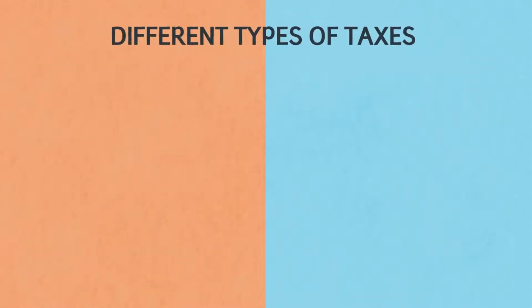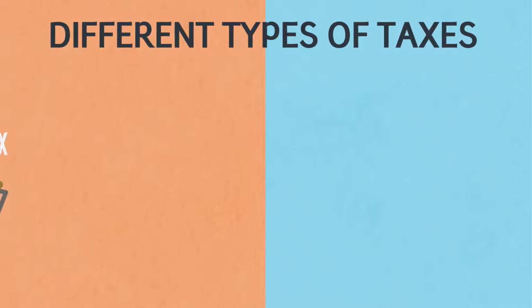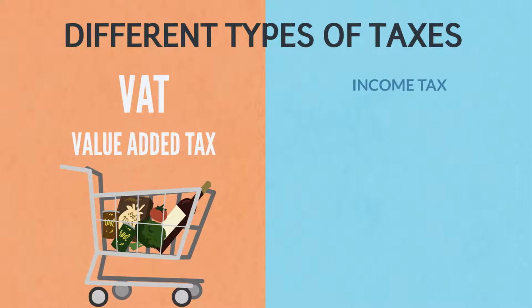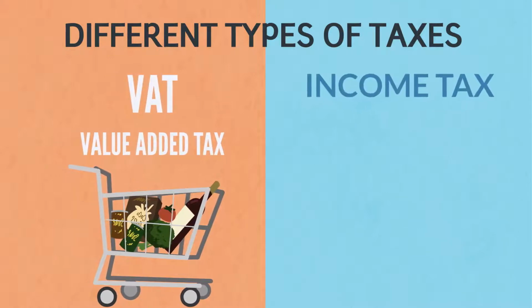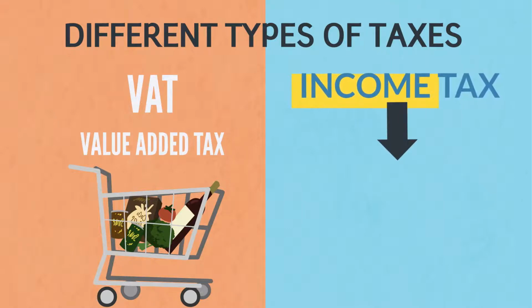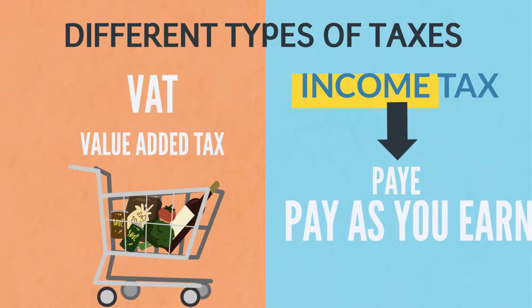There are various types of taxes that are collected in South Africa, and you are already familiar with VAT as one of them. Now, income tax for individuals is a form of taxation that is applied to the income that an individual earns and is referred to as PAYE, pay as you earn.